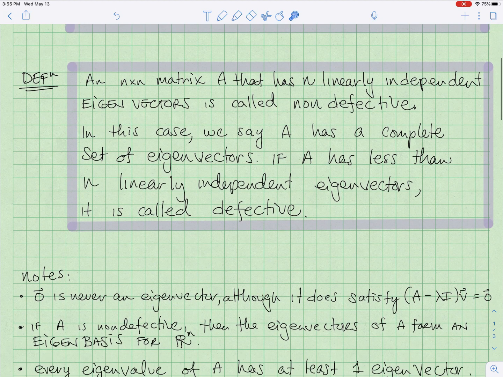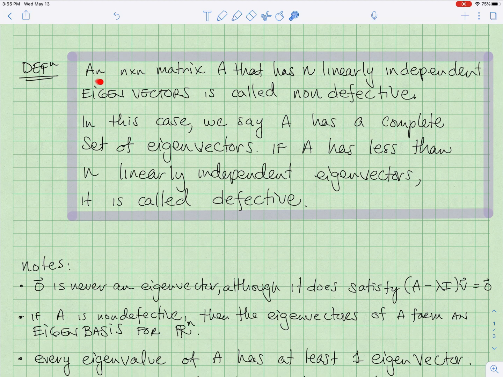Okay. The next definition: an n by n matrix that has n linearly independent eigenvectors is called non-defective. Now, we've already talked about this a little bit. In this case, we say A has a complete set of eigenvectors. And if A has less than n linearly independent eigenvectors, it is called defective. So this is related to the algebraic versus the geometric multiplicity, which we'll look at in one of our examples in this section.